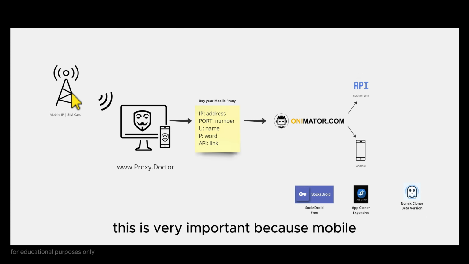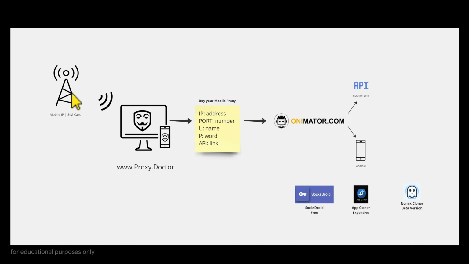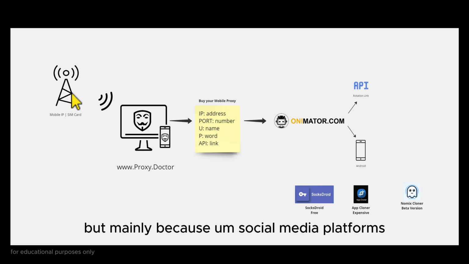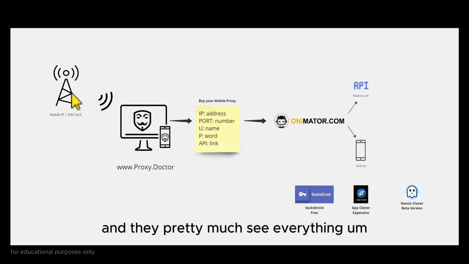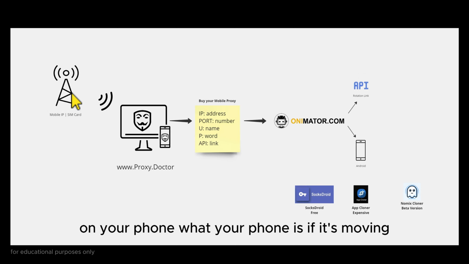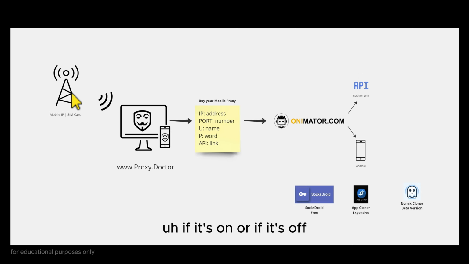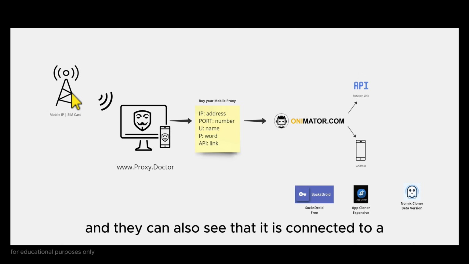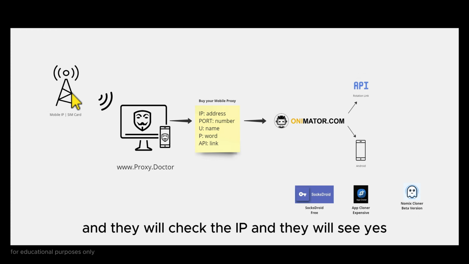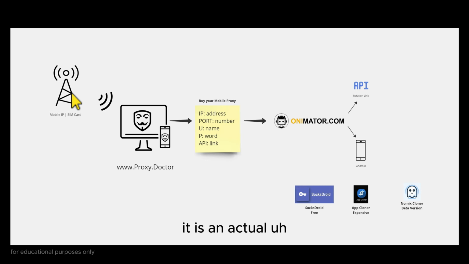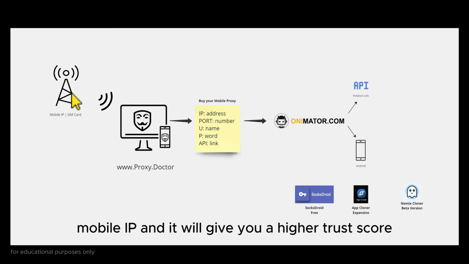This is very important because mobile IPs that are coming from mobile cell towers have an extremely high trust score. There's many reasons for that, but mainly because social media platforms especially like to have their apps on your phone, and they pretty much see everything on your phone, what your phone is, if it's moving, if it's on or if it's off, and they can also see that it is connected to a cell tower. And they will check the IP and they will see, yes, it is an actual mobile IP, and it will give you a higher trust score.